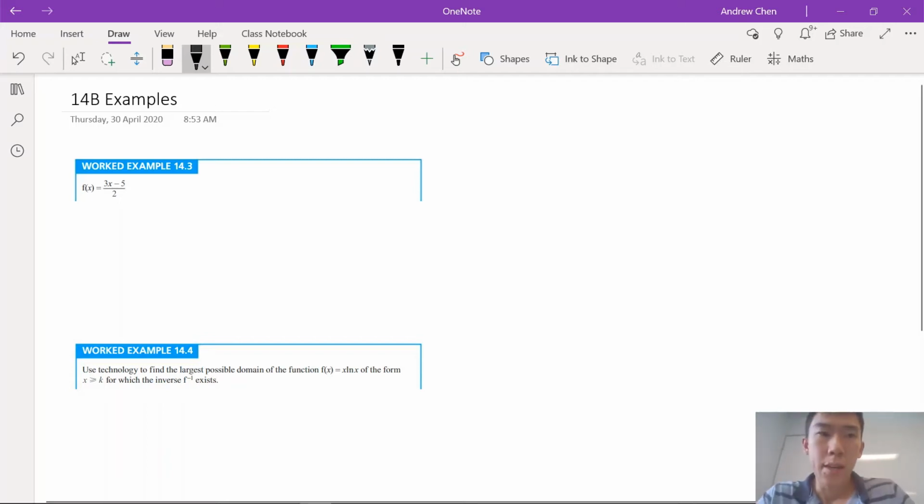Hey everyone, here are the examples for 14b, inverse functions. Make sure that you also refer to your lesson notes because this is just me going through the examples.